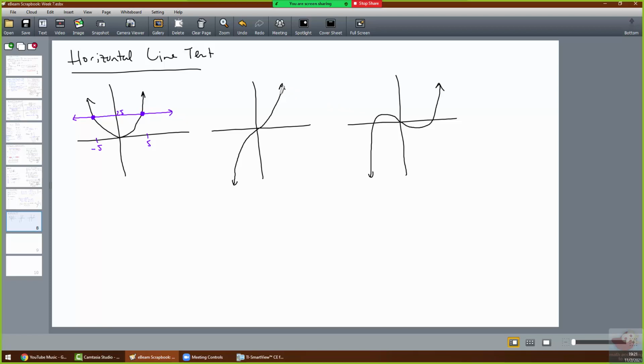The second graph is x cubed. Notice no matter what horizontal line I draw, I'm only hitting the graph once, which makes it a one-to-one function. But don't assume that just because it's cubic, it's automatically one-to-one. This guy is f of x equals x cubed minus 9x, for example. And I can draw the horizontal line right here along the x-axis. And notice I hit it 3 times. So this is not one-to-one.